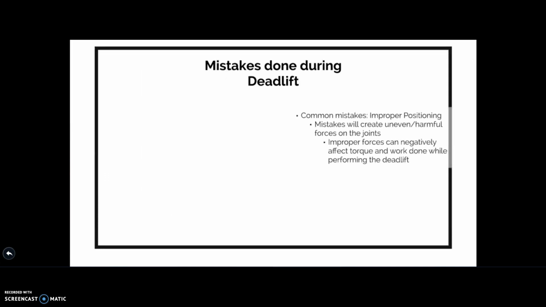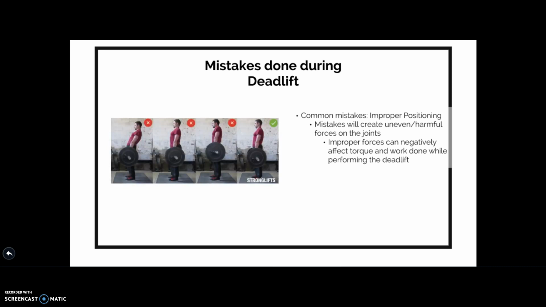Common mistakes include improper positioning during the deadlift. These mistakes will create uneven and harmful forces on the joints, which can cause serious injury. Improper forces can negatively affect torque and work done while performing the deadlift.